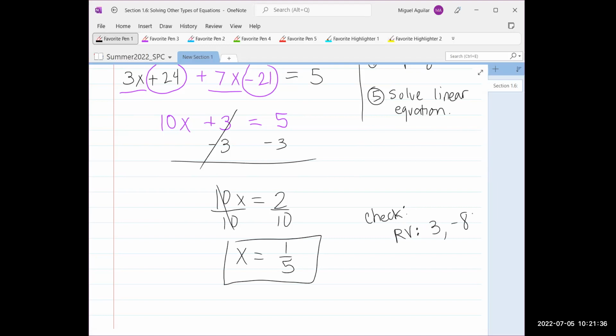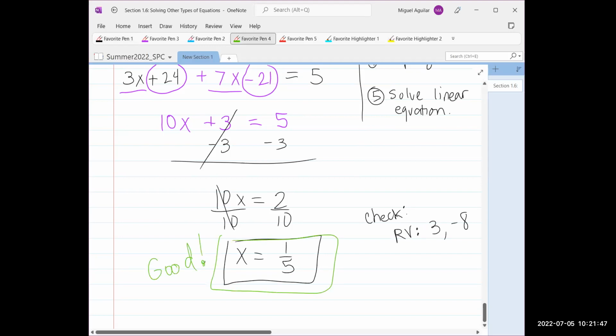It's a weird question to ask, right? Is this number this other number? Not the same numbers, right? No. That means that this solution is good. No problems there, because it was not one of our restricted values. So that is a perfectly fine solution.